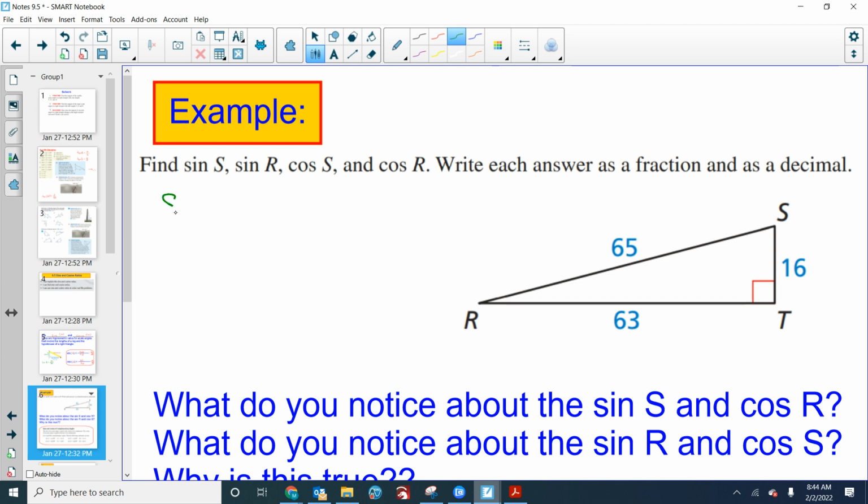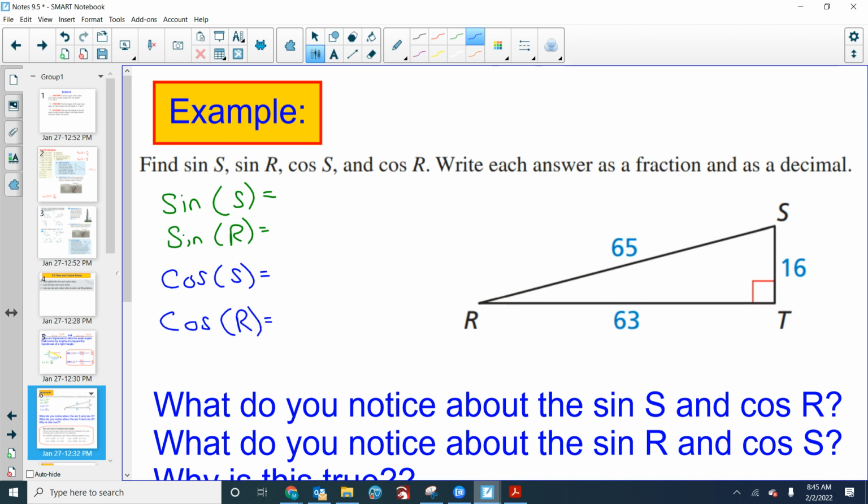So sine of S, sine of R, cosine of S, cosine of R. We'll write as a fraction first, then as a decimal. Again, baby steps. We're not solving for anything yet. We're just practicing writing the ratio.